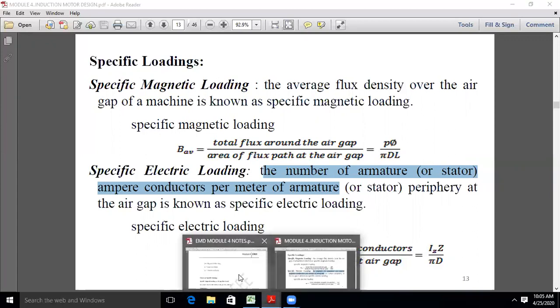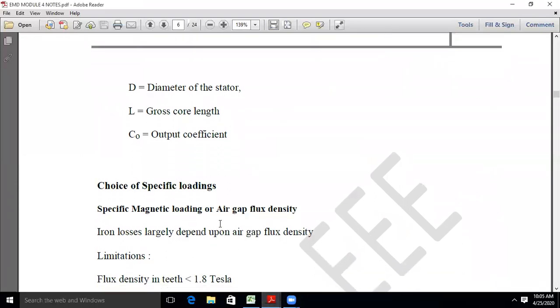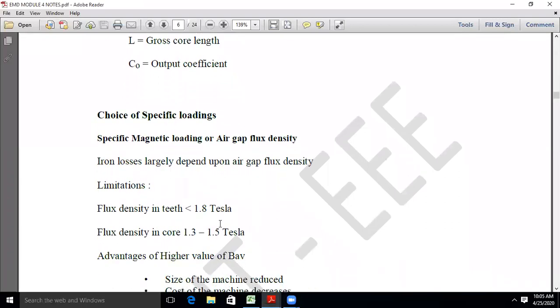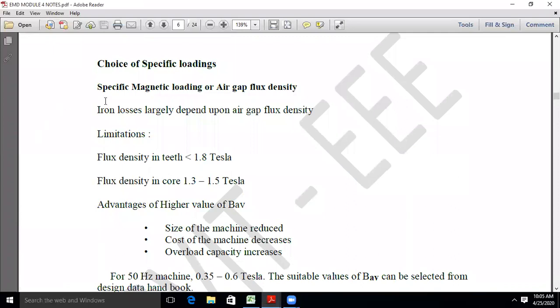Now we need to consider the choice of specific loadings. How would the choice be made? This is also one more design parameter. So, the choice of specific loadings. First we will discuss the choice of specific magnetic loading, or the air gap flux density.